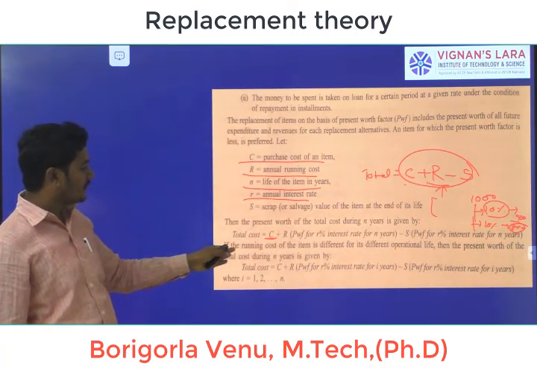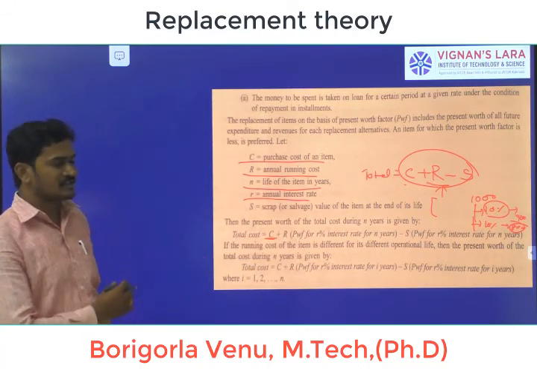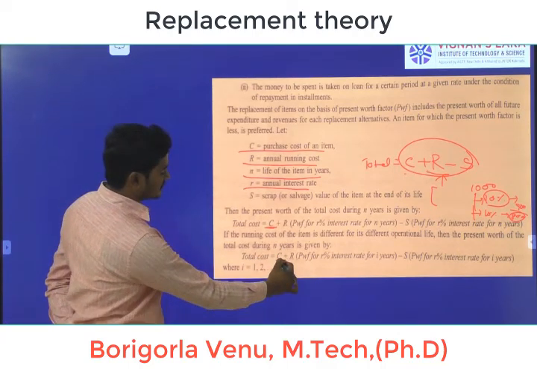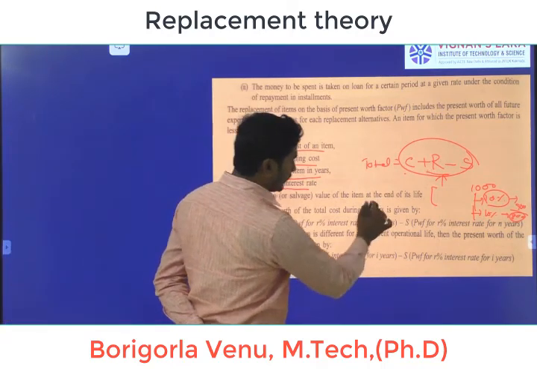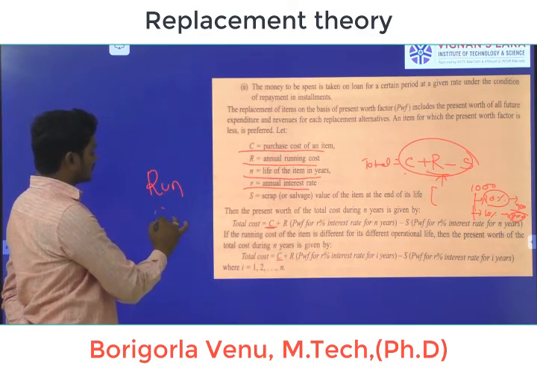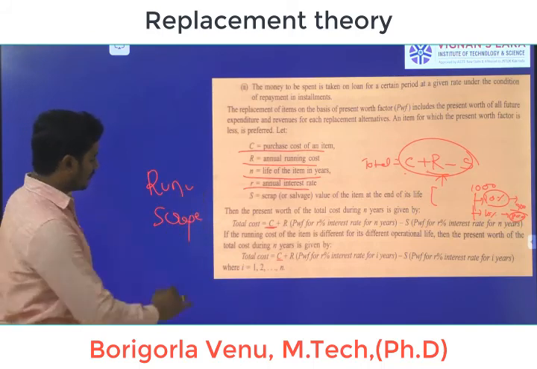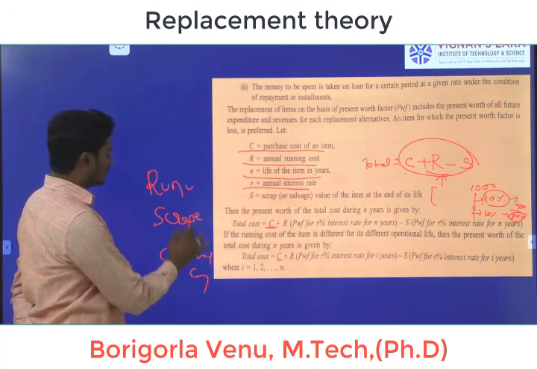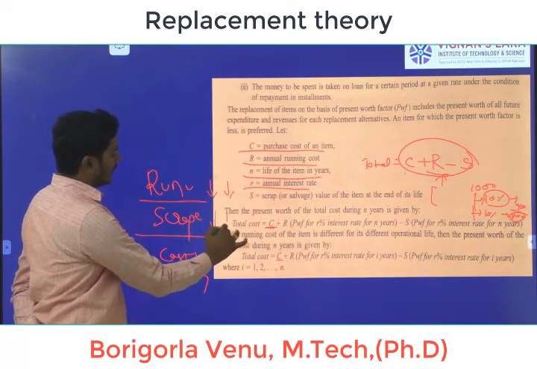Next, if the running cost of the item is different over its optimal operational life, the present worth factor is calculated based on the years. That is, total cost is C plus R minus S. Here, in this case, we are going to change the running cost value as well as the scrap or salvage value. In the previous case, what did we change? We changed only the cost value with a constant interest rate. But here, the running value and scrap value both decrease based on the interest rate.